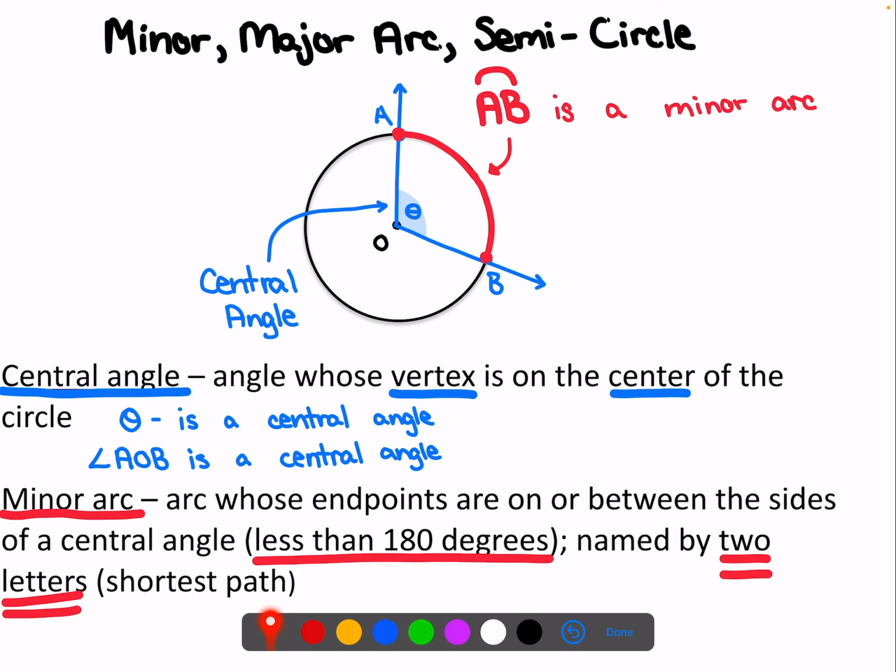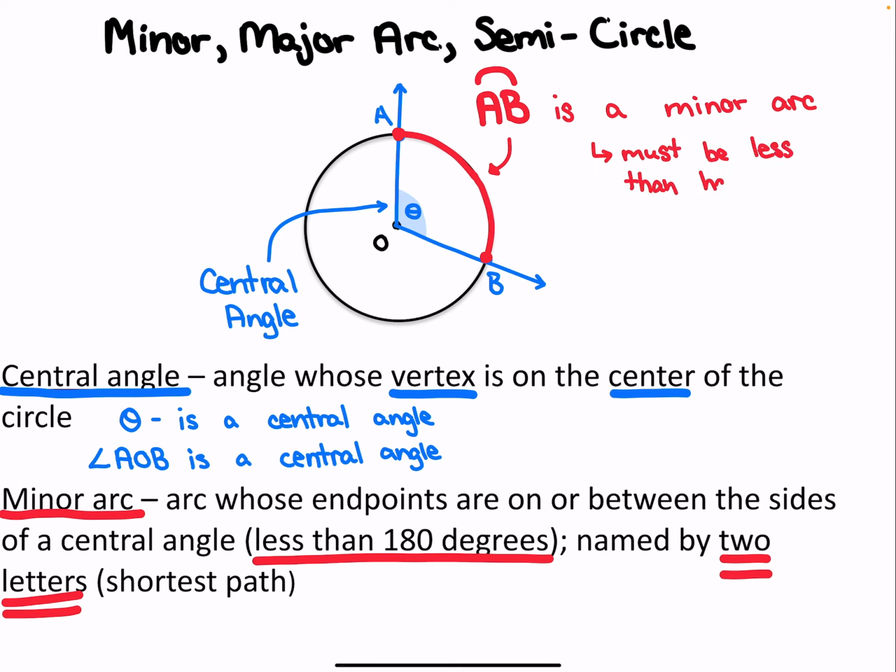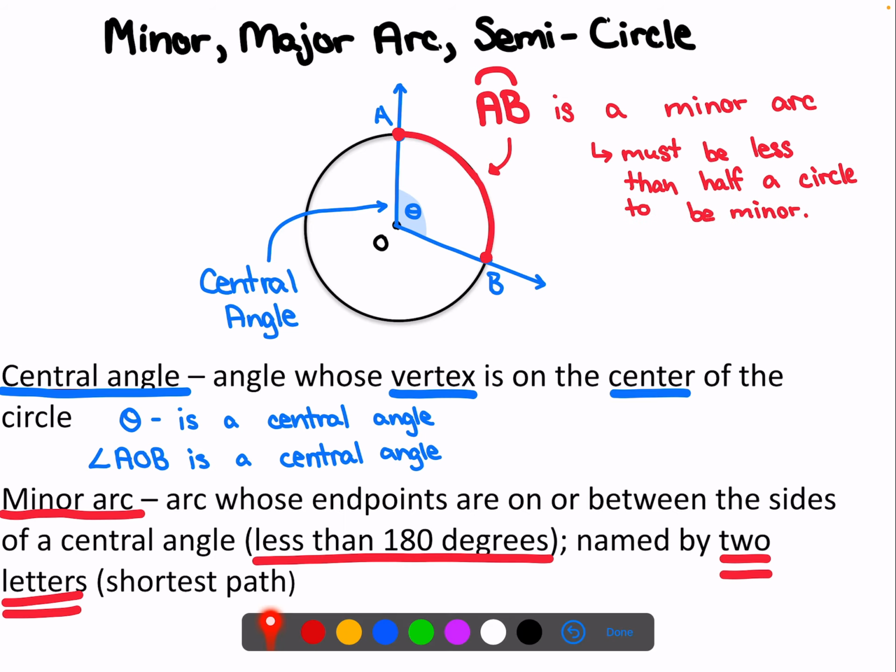Now, when we name arcs, we're always going to draw an arc above it, just to signify that we're dealing with an arc of a circle, rather than a segment or a line or anything like that. Again, it's a minor arc. Some important things about minor arcs is that it needs to be less than 180 degrees, less than half a circle. And then also the naming conventions are important, just like everything else in geometry. The first letter is our starting point. The second letter is our ending point, and also the direction that we want to go.